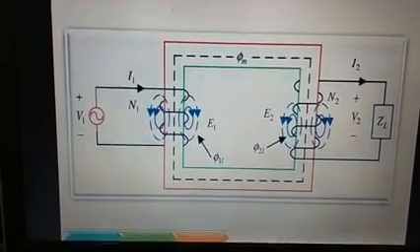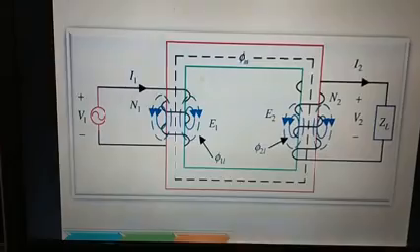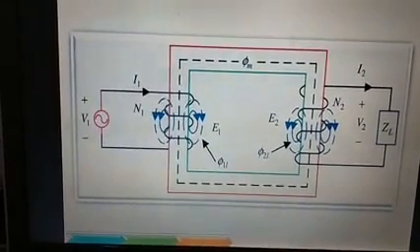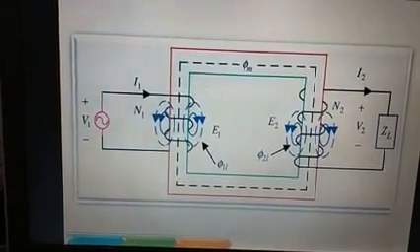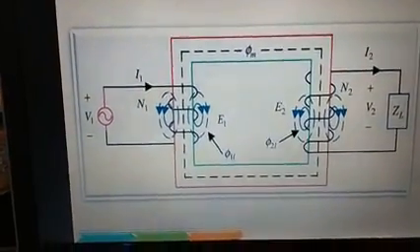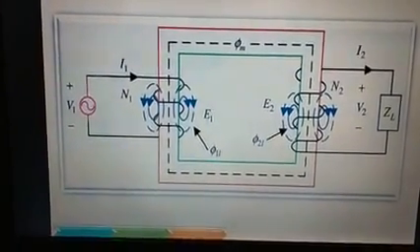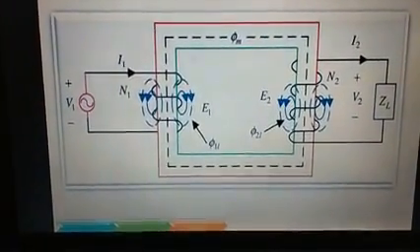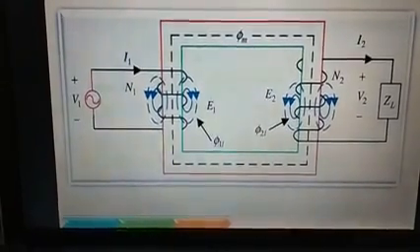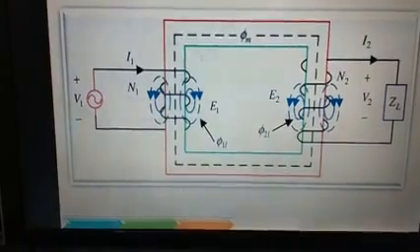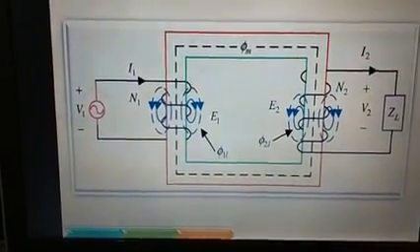Means due to the current I1, a flux is generated in the primary winding which propagates or makes a loop in the low reluctance path, and the maximum amplitude of that flux which links the primary winding with the secondary winding is called phi m.